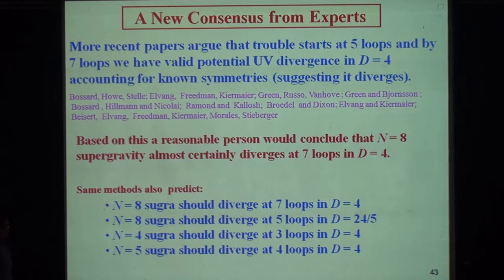Now, if you make those same symmetry arguments, you can make various other predictions. One is that N equals 8 supergravity should diverge at 5 loops in D equals 24/5. In fact, Michael Green's paper has D equals 24/5 in it. Don't worry, we're theorists. We can work in any weird dimension we like. That's not a problem. And they also, at least some of the authors, said that N equals 4 supergravity should diverge at 3 loops in D equals 4. N equals 5 supergravity at 4 loops in D equals 4.